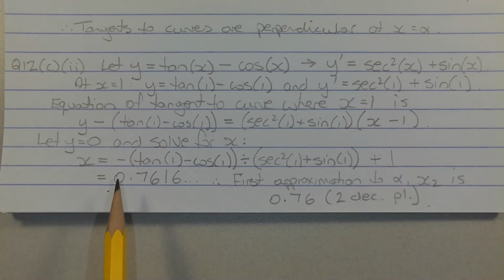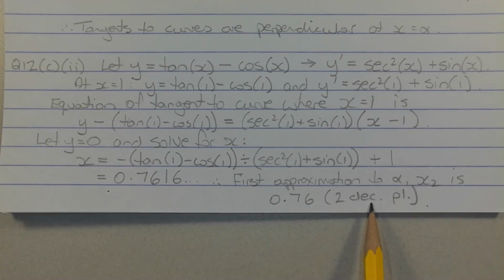And that equals 0.7616 and so on. And we need to round that to 2 decimal places. So the first approximation to alpha, I'm going to call this x2, is 0.76, correct to 2 decimal places.